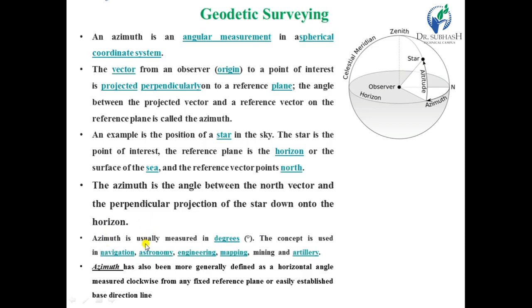Azimuth is usually measured in degrees. The concept is used in navigation, astronomy, engineering maps, mining, and artillery. Azimuth has also been more generally defined as a horizontal angle measured clockwise from any fixed reference plane or easily established base direction line.